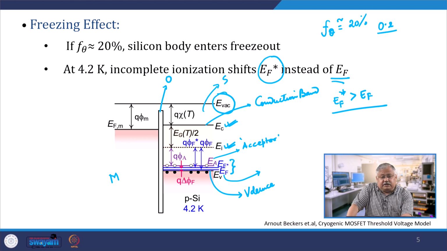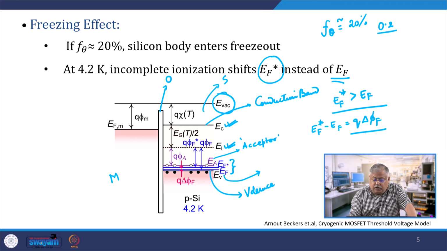Please understand, we have not given any bias and therefore you see the bands are not bent, they are perfectly flat. Still, because of incomplete ionization, because of the freezing effect, EF star is becoming larger in the energy domain. The difference between EF star and EF is referred to as q times delta phi F, the change in the Fermi level. That change happens because of incomplete ionization. Why are we studying this? Because, as we discussed earlier, at low temperature, incomplete thermal ionization will result in this shift in the Fermi level.